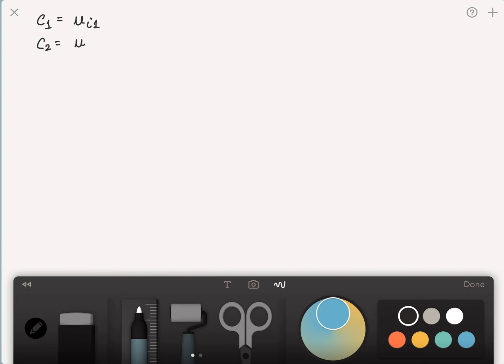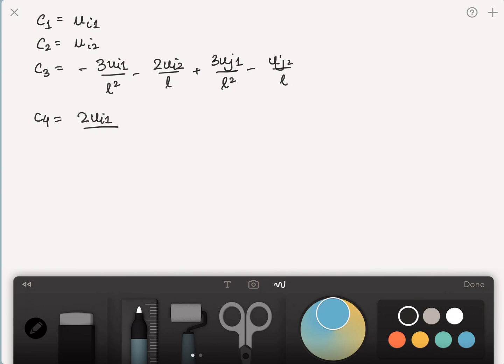C2 is equal to ui2, which we also know. C3 is equal to minus 3 ui1 by L square minus 2 ui2 by L plus 3 uj1 by L square minus uj2 by L. And C4 is given as 2 ui1 by L cubed plus ui2 by L square minus 2 uj1 by L cubed plus uj2 by L square. So these are the 4 unknowns that we were looking for.